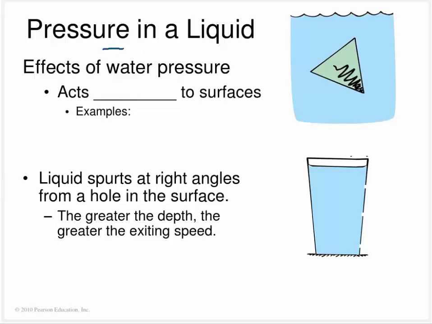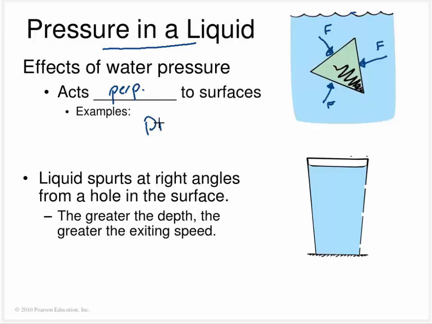Something that's kind of interesting about if you take an object and you submerge it in a liquid, well, here we've got an object and it's under some water, is the force that the pressure causes is always going to be perpendicular to the surface. So, because of pressure and I have some area, the force is always going to be perpendicular. So for this triangle, it's going to be right there. So the effects of water pressure, the force is going to act perpendicular to the surface.